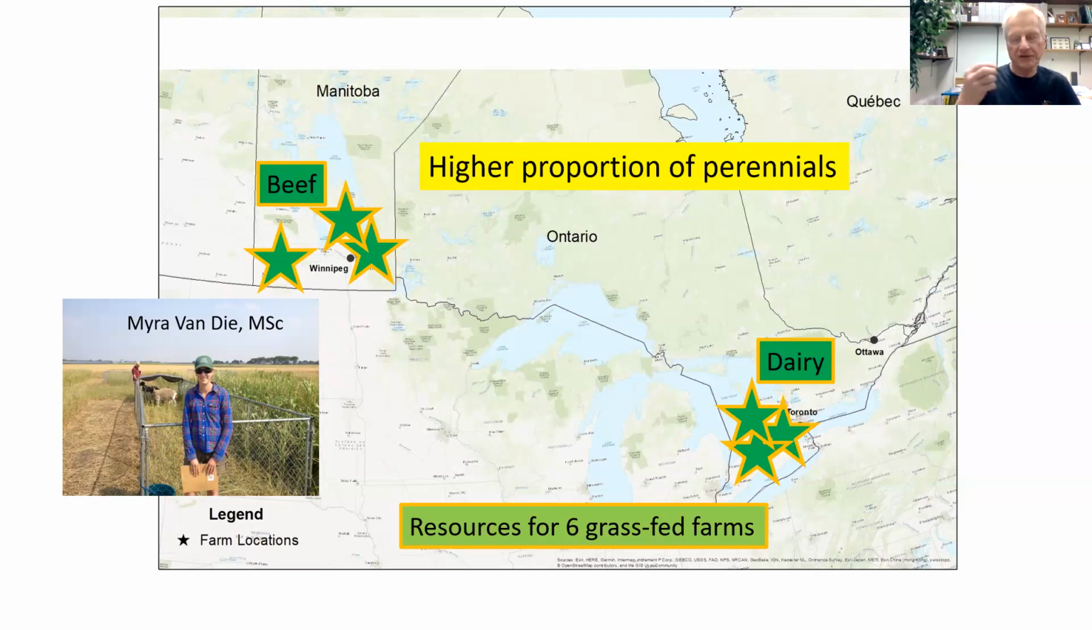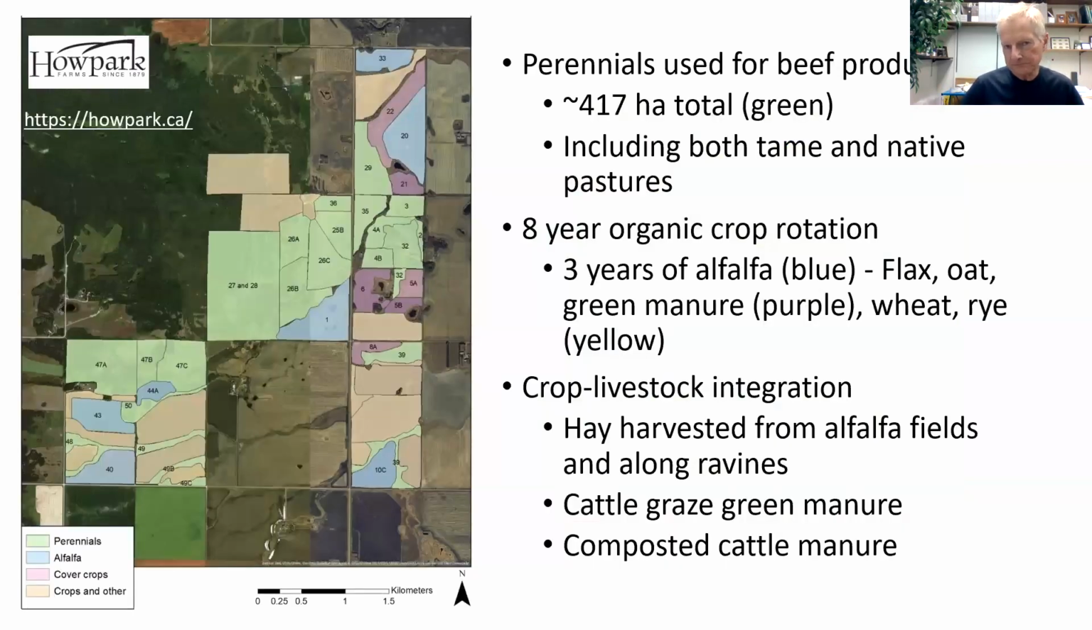So I like to use this as an example of how we can use very different land bases and have some successful business. So this is one of those grass-fed beef farms in Western Manitoba. And I just wanted to point out that there's a lot of perennials on this farm. And if you look at the Google Maps shot with the different fields placed on it, you can see there's a lot of, well, you'll have to take my word for it, but there's a lot of hills, there's bush, there's salinity, there's water courses.